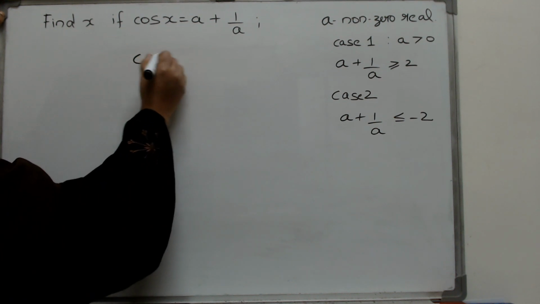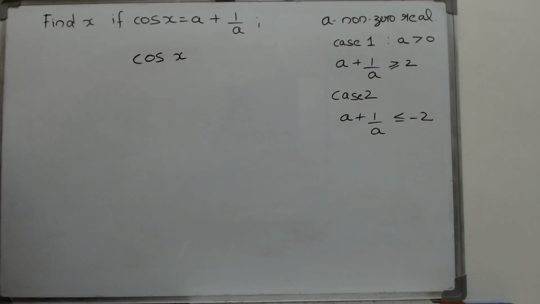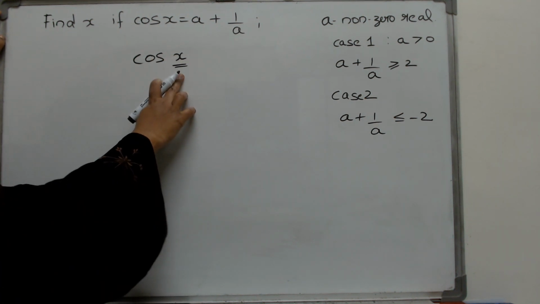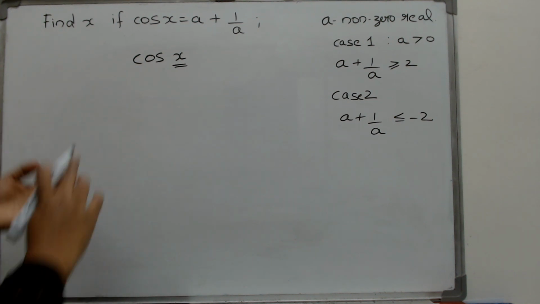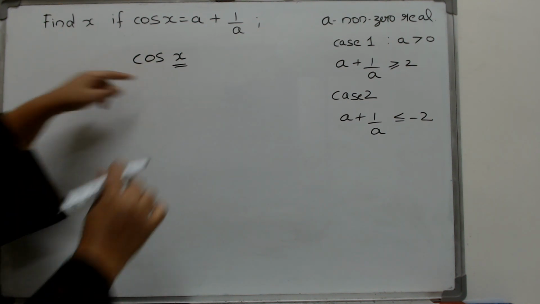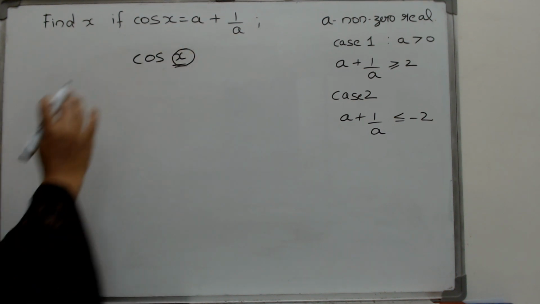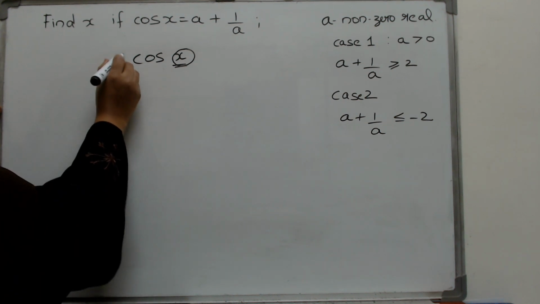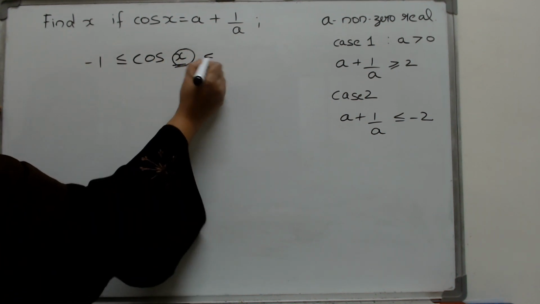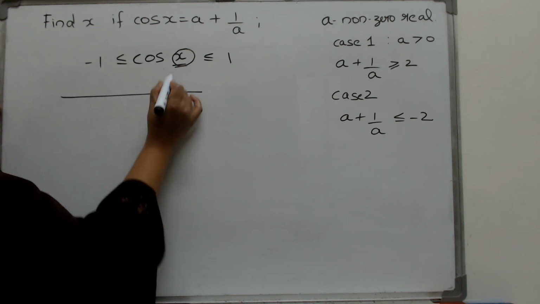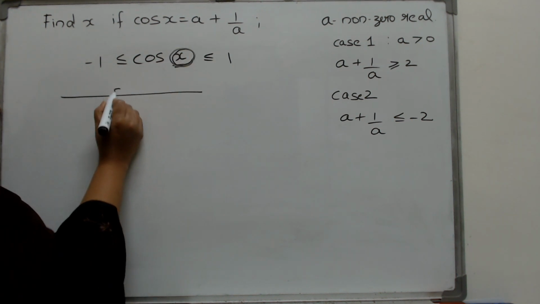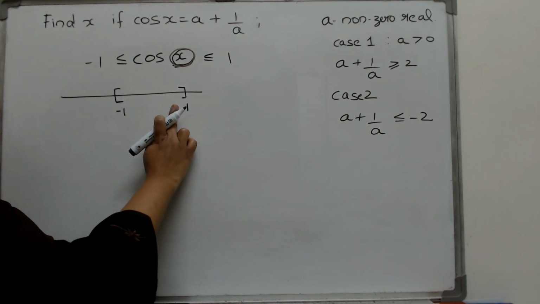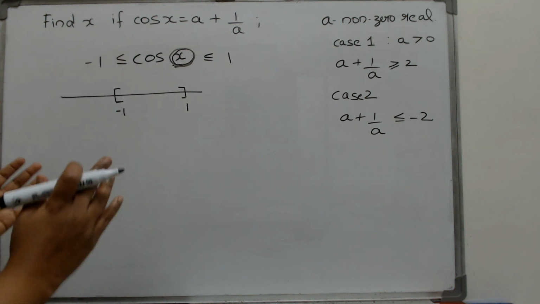We have a cos x here. Now what do we know about the cos function? However small or however large your angle is, your x can be an acute angle, an obtuse angle, whatever your angle is, however small, however big, its cos value, cos of x will always lie between minus 1 and 1. So whatever your angle is, your cos x will always lie in this interval. It is not going to go out of this interval.